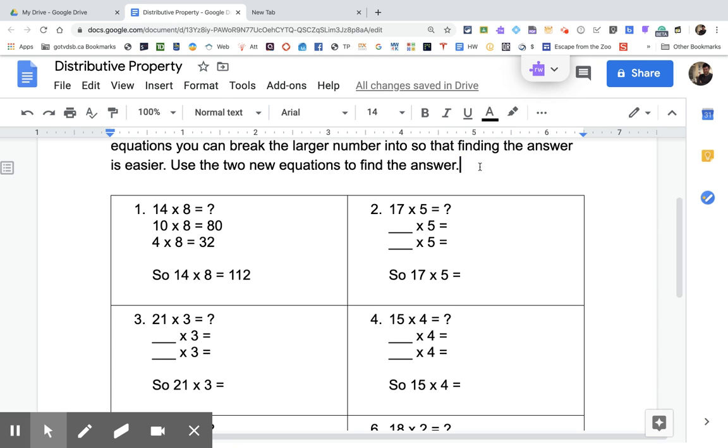So hopefully that is fairly clear. It's the distributive property and the commutative property.